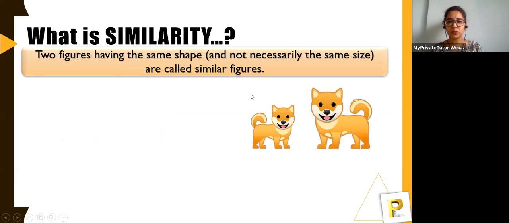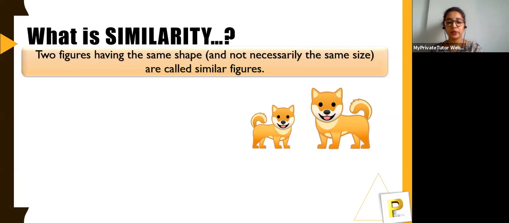Like if you see these examples, now we have puppies in this image. You can see that both of these puppies look very similar, they have the same shape, but they don't have the same size. That means the one on the right is the bigger one and the other is the smaller one. The shape is the same, but the size is not the same. Then these are called similar figures.